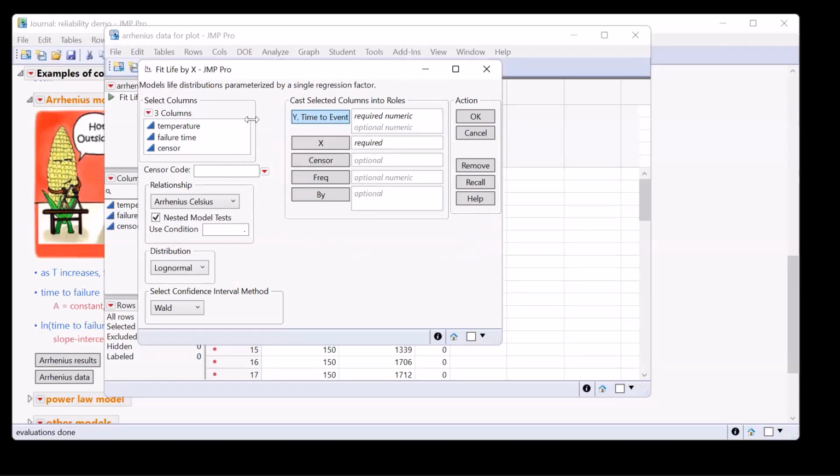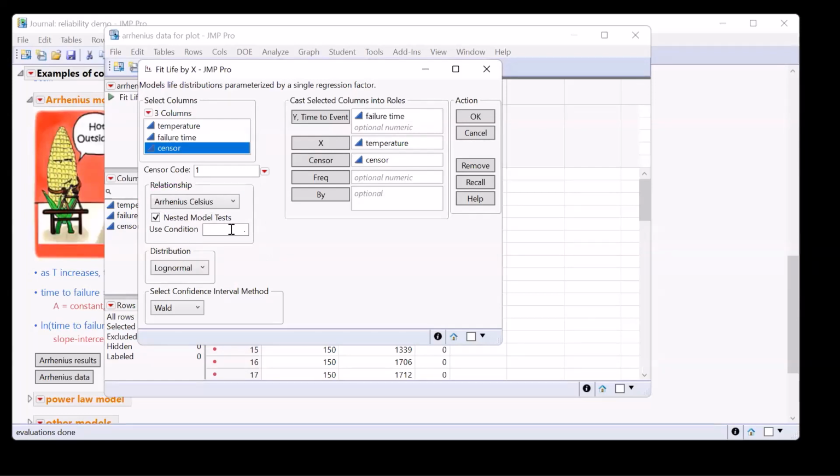And so what's the time to the event? The time to the event is my failure time. So that goes here. X is my stress. What is my stress? My stress is temperature. So I click X. I have to tell it censoring. So here's my censor value here. That goes here. Censor code 1, this is the default. So a censor code of 1 means it is censored. I'm going to use the Arrhenius model. So Arrhenius in Celsius, my temperature is in Celsius. So I'm going to use that.